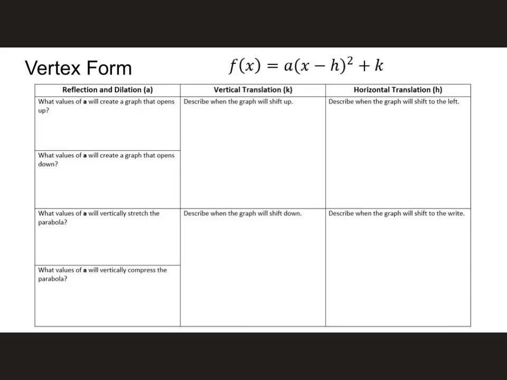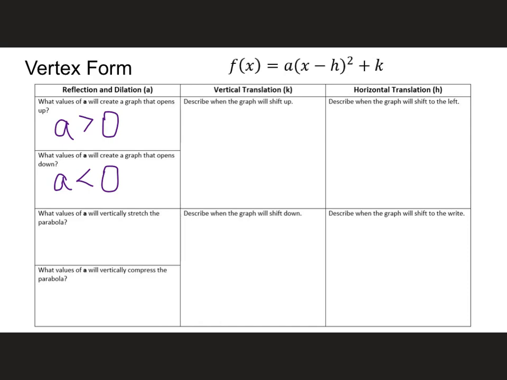So here we'll just recap what the 3 parts of the equation in vertex form do. What does a do, what does h do, and what does k do as far as the way it moves the graph. So for a, what values of a will create a graph that opens up? A graph that opens up must have an a value that is greater than 0. That means the a value must be positive. In order for the graph to open down, to be reflected, a should be less than 0, or a should be negative.